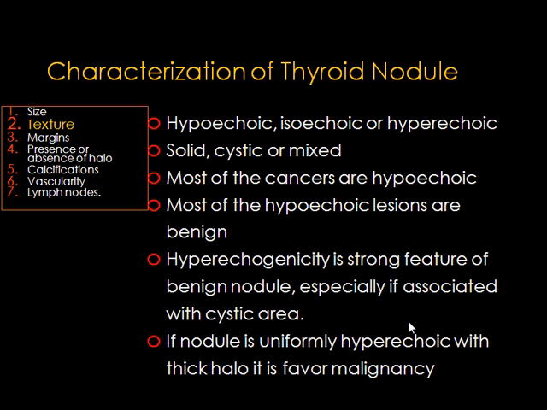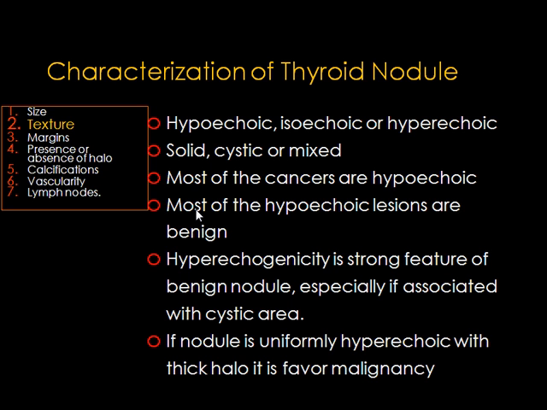The next characteristic is texture and echogenicity of the nodule. It can be hypoechoic, isoechoic, or hyperechoic. Also, it can be solid, cystic, or mixed. Most cancers are hypoechoic, but the dilemma is that most hypoechoic lesions are also benign, because the most common thyroid nodules are benign. So there must be other features. Hyperechogenicity is a strong feature of a benign nodule, especially if associated with a cystic area.